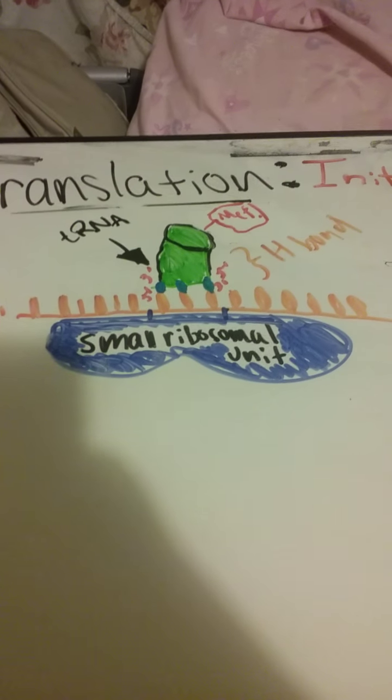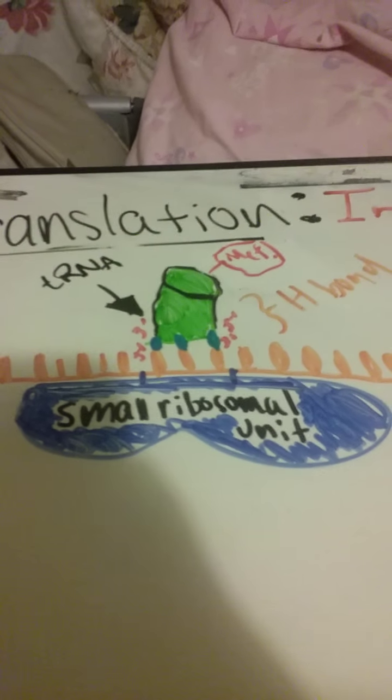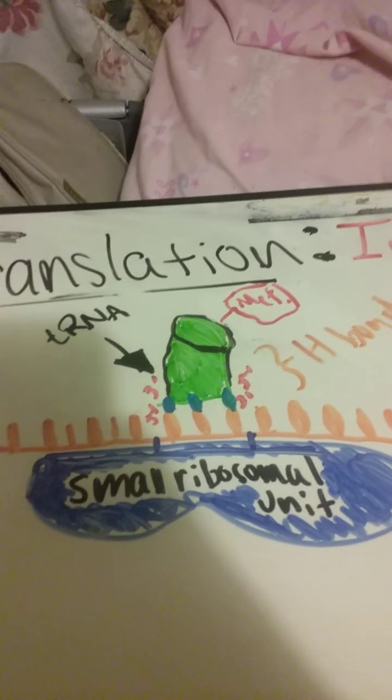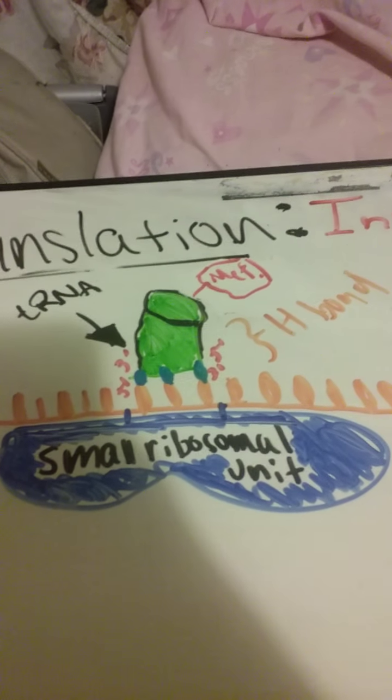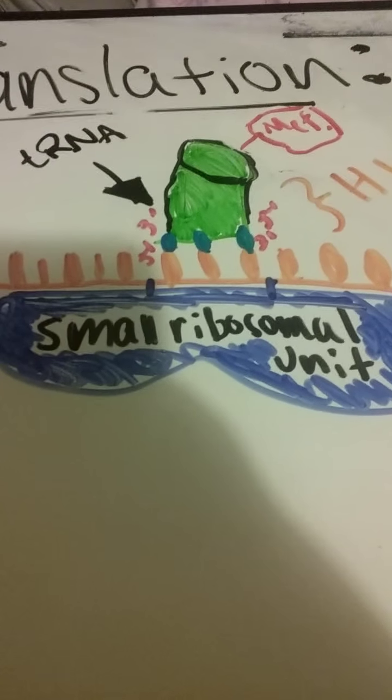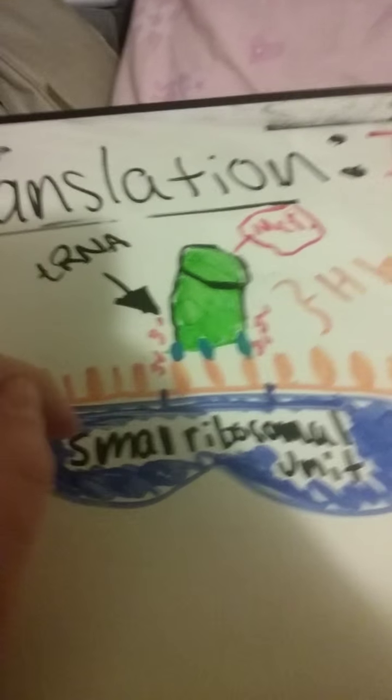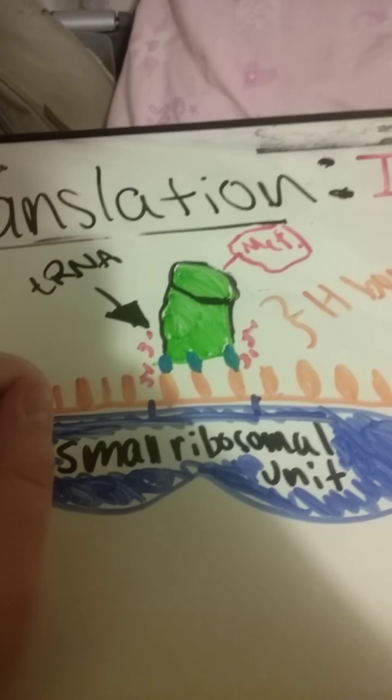The next step is the tRNA having the anticodon to the start codon in the mRNA right there on the small ribosome unit. When it's bound, it will bind through an H bond, and that is the second step. Just to clarify, the mRNA start codon is AUG, and the anticodon to that is UAC.